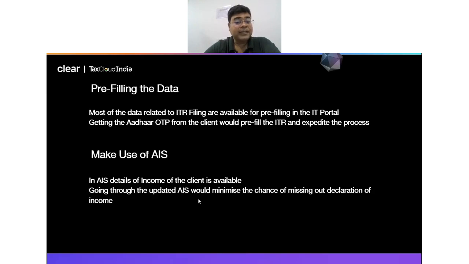Secondly, make use of AIS. In the annual information statement, all types of data are available, right? For example, the income on which tax has been deducted, or any data provided by SFT filers, right? So banks reporting FD interest or companies reporting dividends, those items will appear in AIS.